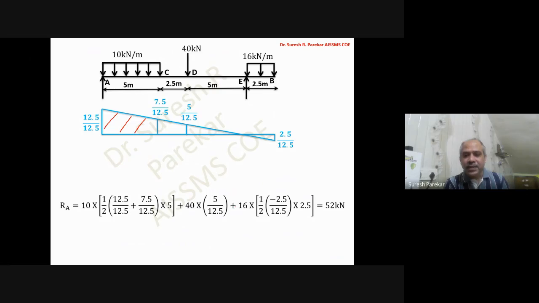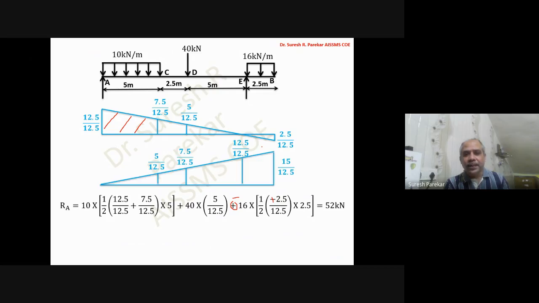And then we have plus 16 into 1 by 2 minus 2.5 upon 12.5. Now you have choice. You can take this value as minus, and then you can have this value as plus. That is when they are in opposite. Then when they are in same direction, we have positive. When they are in opposite direction, we have negative. And we will get this value as 52 kilonewtons.